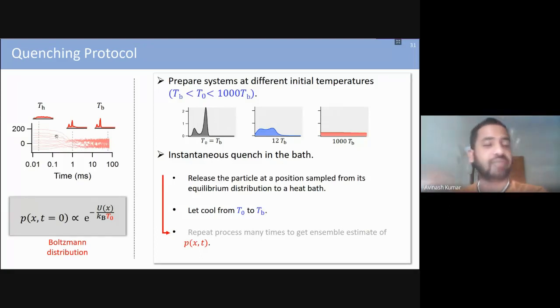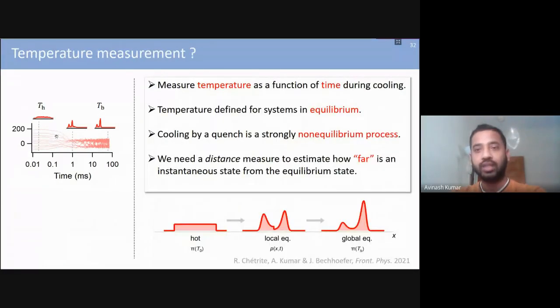So a naive guess that you can say is that, okay, once we have a system cooling from an initial to the final temperature, it's pretty easy: you just measure the temperature and then you will know how the system is relaxing to thermal equilibrium. But then I would say, wait a minute, since this is a quenching process, the system, when it is released from an initial state, is no longer in thermal equilibrium, and temperature is a quantity that you define for a system in equilibrium. So there is no point in finding a non-existent quantity in this system, because at intermediate times the distribution might be in such a way that it won't be characterized by a temperature and will not lead to a Boltzmann distribution at a particular temperature. Therefore, we need a distance measure to estimate how far an instantaneous state of the system is from the equilibrium states.